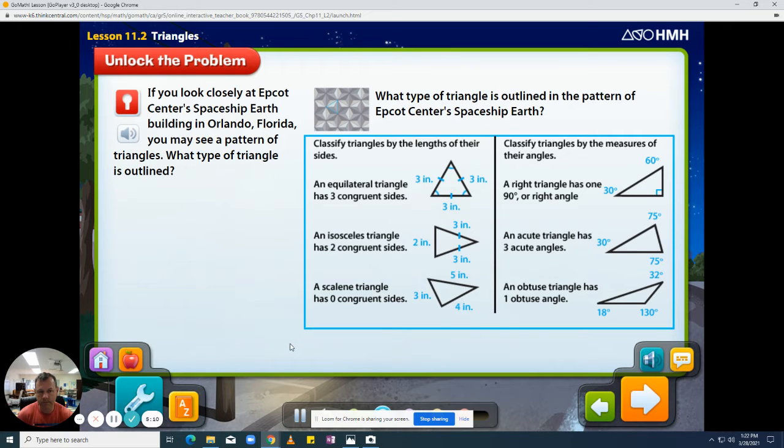What type of triangle is outlined in the pattern of Epcot Center's Spaceship Earth? So all sides of the triangle are congruent and all angles are acute. If you look at this, it's kind of hard to see, but all the sides are the same. So that would be equilateral. And all of the inside angles are acute, or little angles. So therefore it is going to be an acute equilateral triangle. I think this is the first name and that's the last name. It doesn't really matter, because you can reverse them, but it does have 2 names. That's kind of what I was getting at with the first and last name.